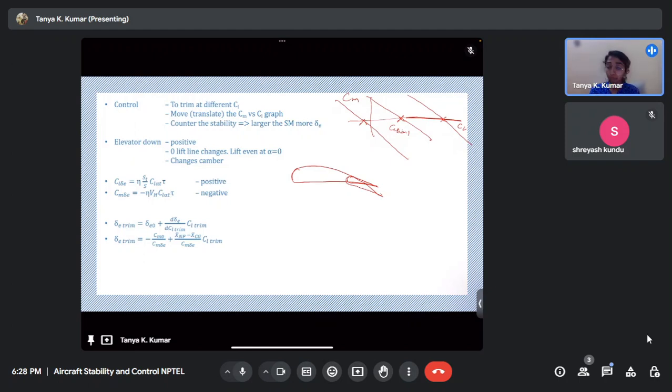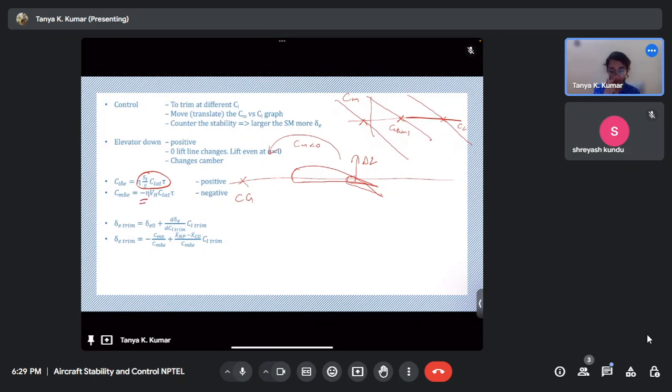Okay, so these are some formulae related to CL delta E and CM delta E, how much the lift and the pitching moment vary when the elevator is deflected. Downward deflection of the elevator is considered positive. When you deflect the elevator down, it produces an increase in lift, delta L. If this is your fuselage reference line and this is your CG, it produces a pitch down. So deflecting the elevator down is positive and produces positive lift, but it produces a pitch down moment, which is why there is a negative sign here.